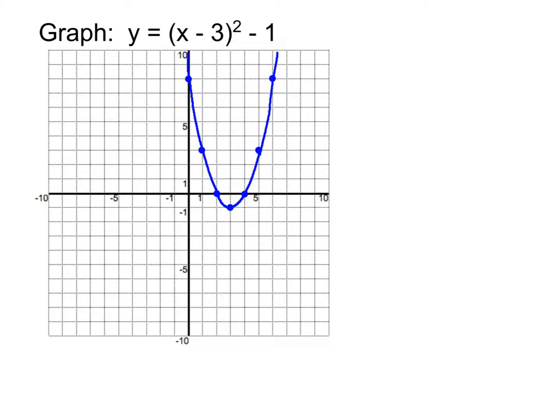Now we're going to look at some details about it. So first up, what is the range? It's been a little while since we've talked about range, so it's a good time to bring that refresher. Range, remember, is a description of all the possible y values on the graph. So this graph doesn't include every single possible y value. What is the lowest y value we reach?